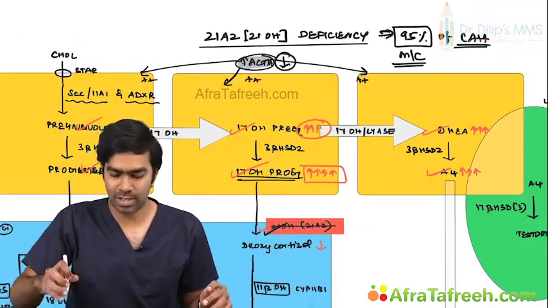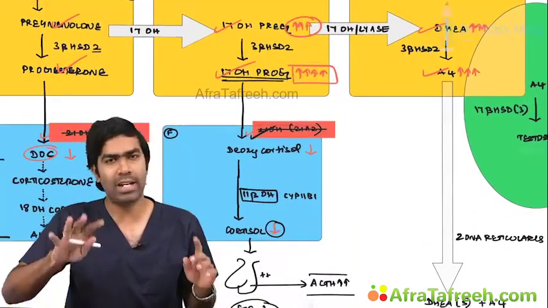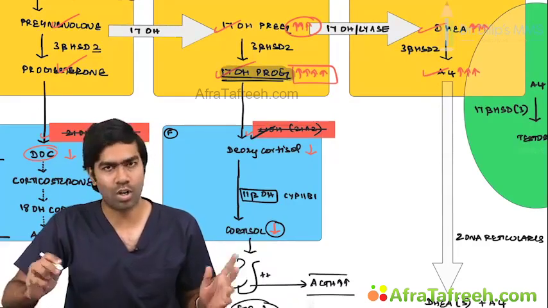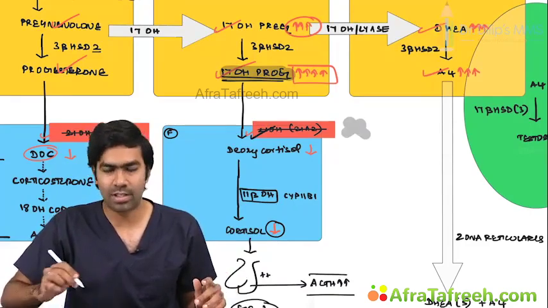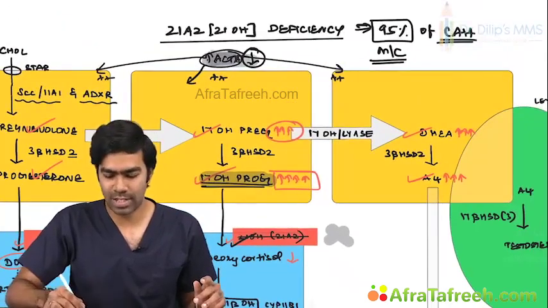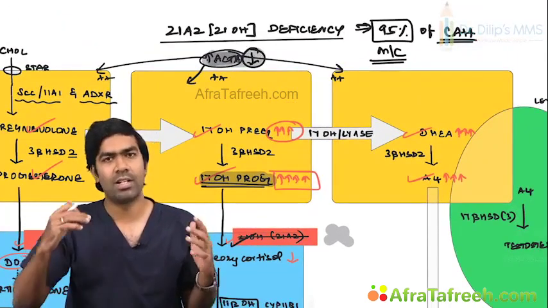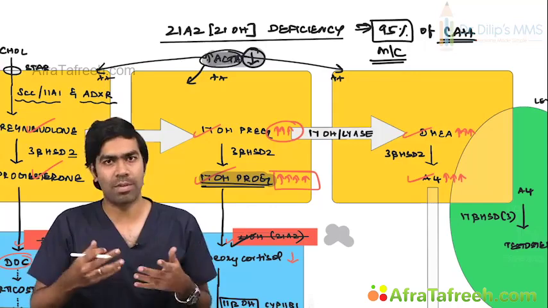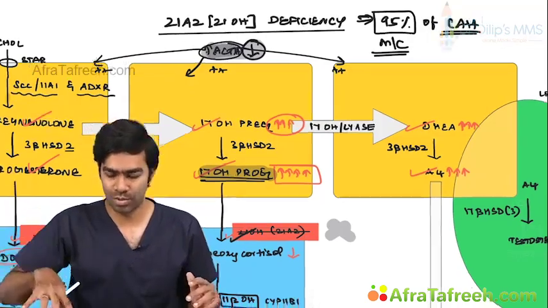Once the ACTH levels are suppressed, I told you one of the main reasons why your 17-hydroxyprogesterone levels are elevated is not only because of the defect in this 21-hydroxylase, it's also because of the elevated ACTH. The ACTH levels are suppressed in the mother as well as in the child, in the neonate, in the embryo, because of the maternal steroid use.